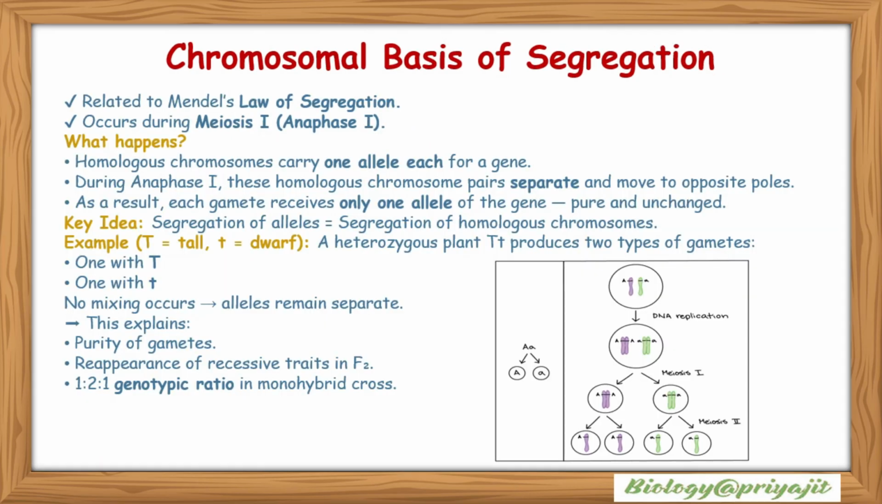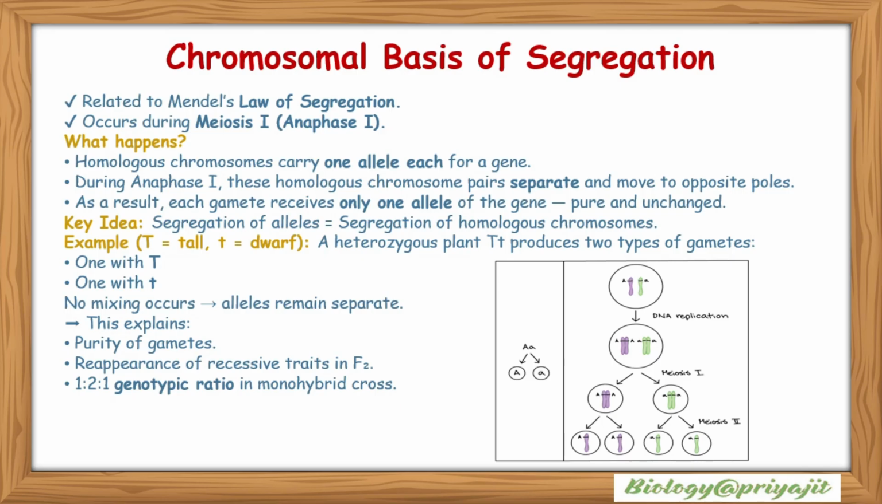Chromosomal basis of segregation: it is related to Mendel's law of segregation, and it occurs during meiosis 1, anaphase 1. What happens? Homologous chromosomes carry one allele each for a gene. During anaphase 1, these homologous chromosome pairs separate and move to opposite poles. As a result, each gamete receives only one allele of the gene, which is pure and unchanged. The key idea is the segregation of alleles, that is, segregation of homologous chromosomes.